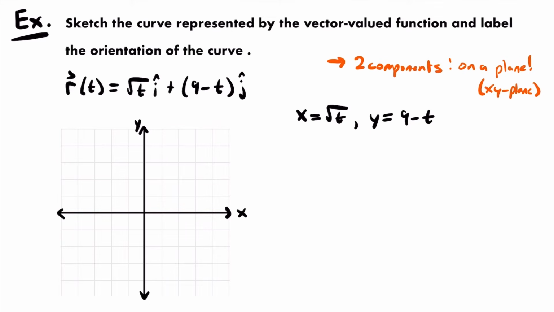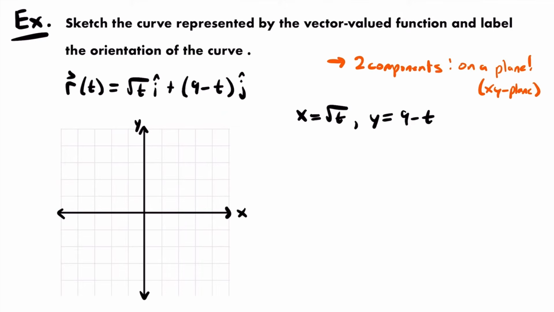Now, something you might want to do here before we go any further is identify the domain of your parameter t, because that's going to help you determine where your plane curve starts, if it does have a starting point or initial point, and it will also help you determine where it ends, if it does end at a terminal point. So looking at our two components here, 9 minus t is not going to have any restrictions on t. You can plug any value of t you'd like into this expression, and you will get a defined output for y. But we can't say the same for x equals the square root of t.